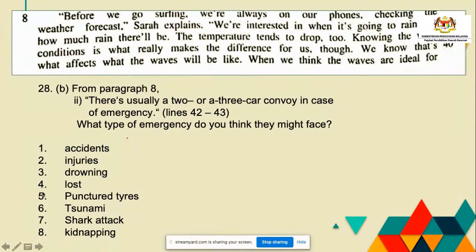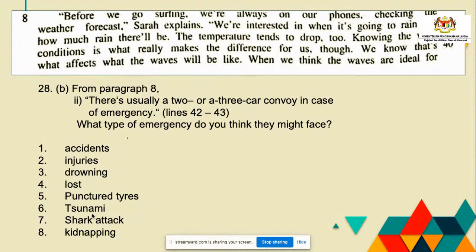Okay. What about number 4? Lost. Suddenly lost. In the middle of a convoy, suddenly the convoy takes a wrong turn and gets lost. Is that an emergency? Yes. What about punctured tires? Is that an emergency? Yes. What about a tsunami? You are in the midst of a convoy and suddenly a tsunami comes your way. Is that an emergency? Yes. What about a shark attack? You were on the way to the sea, you parked your car, and when you were in the sea, suddenly there's a shark you didn't know about and it attacks you. Is that an emergency? Yes. It's logical, right? And finally number 8. You were convoying with your friends' cars and suddenly one of you is kidnapped. Is that an emergency? Yes.